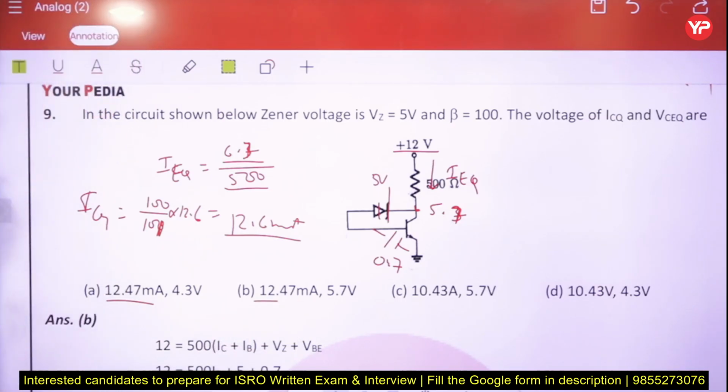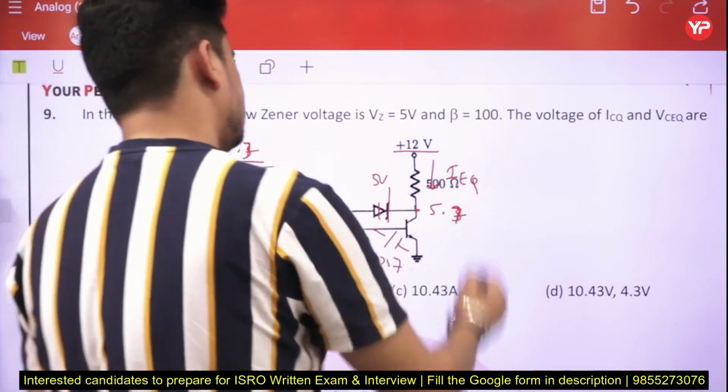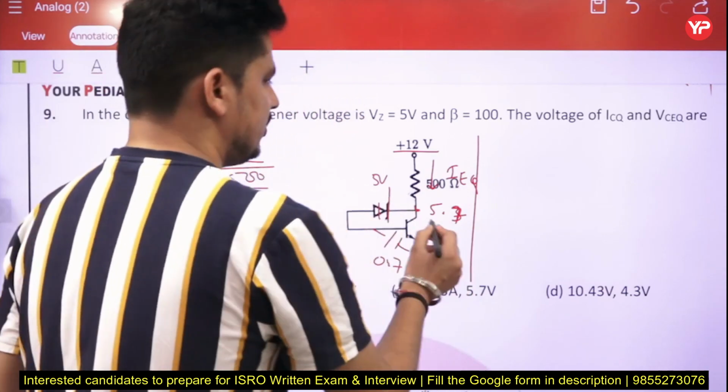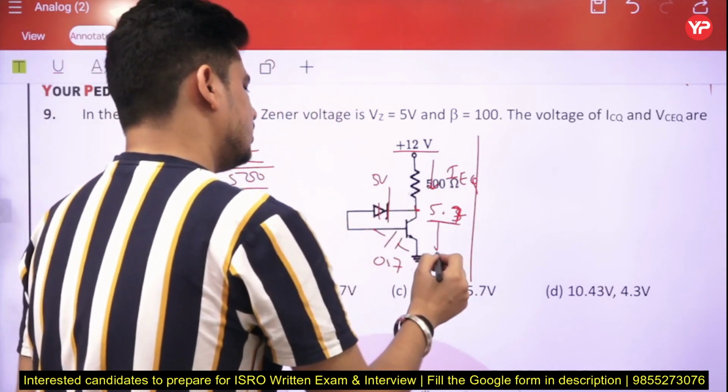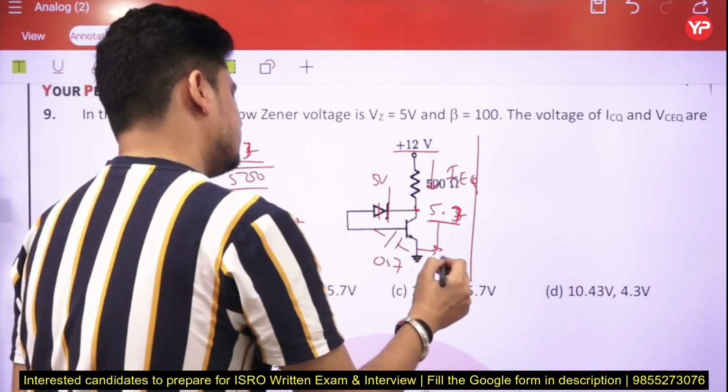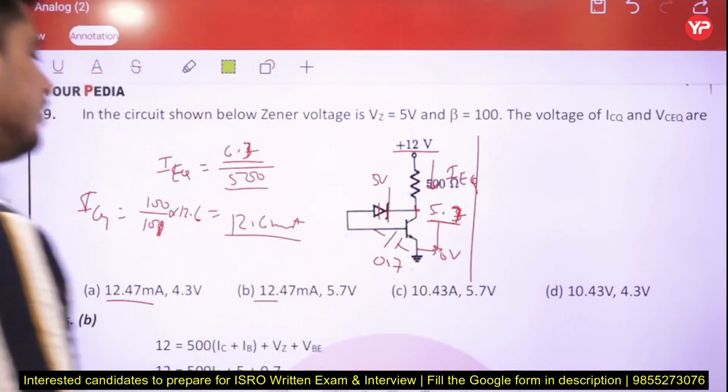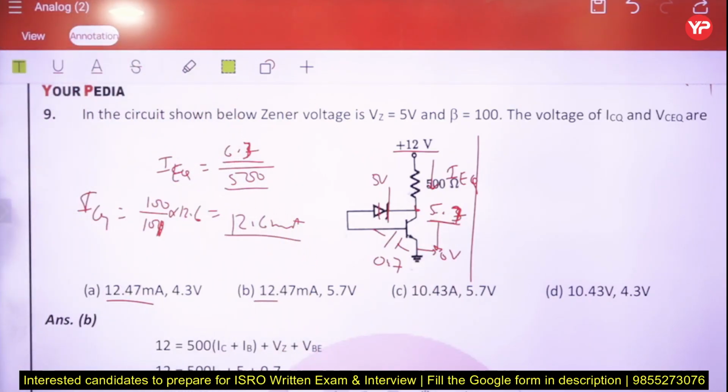Now we have to calculate VCQ. To do that, we will apply the KVL here. Alright, you can directly check it here. VCQ is the voltage across these two terminals. This emitter terminal is grounded, and this is 5.7. That will be 5.7 minus 0. That will be the answer in volts.